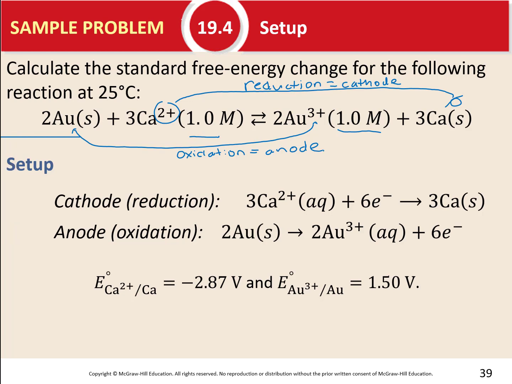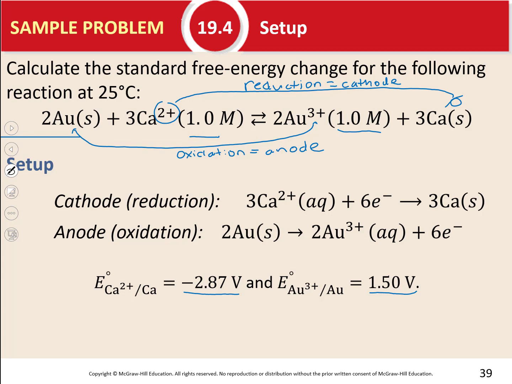So we need those standard cell potentials, which were on table 19.1 on page 887, this big table here. If we look up on that table, we'll find that the standard cell potential for calcium to calcium 2 plus is negative 2.87 volts, and gold to gold 3 plus is 1.50 volts.